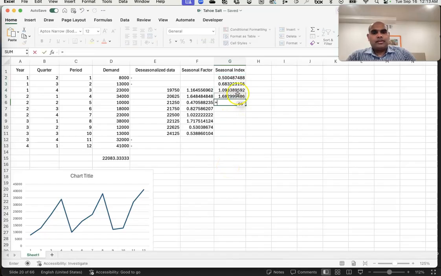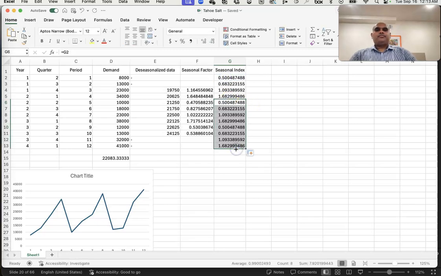I'm just going to repeat the same number. So you only calculate one set of seasonal indices, you don't continue. So this is equal to the same number. I'm just going to repeat my numbers, the same 4 numbers that are repeated again and again. All right, so these are my seasonal indices.